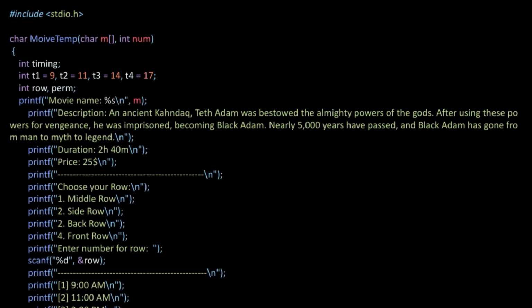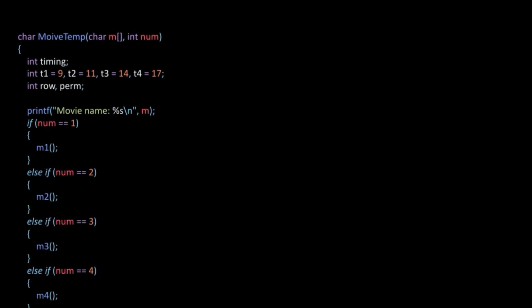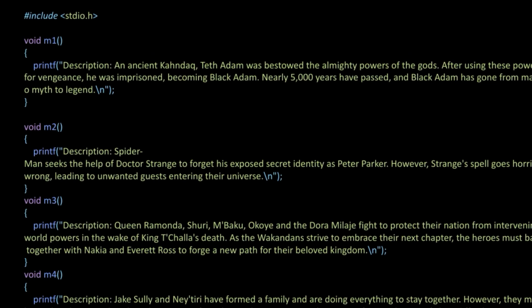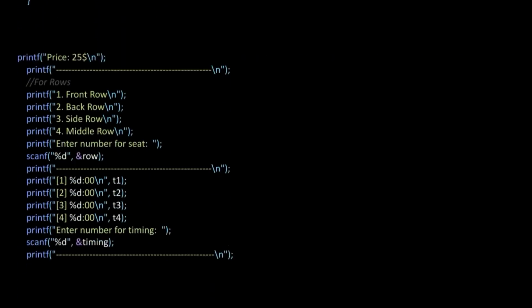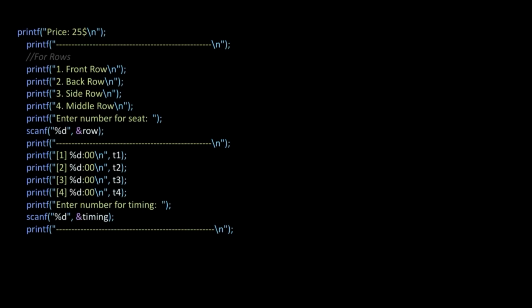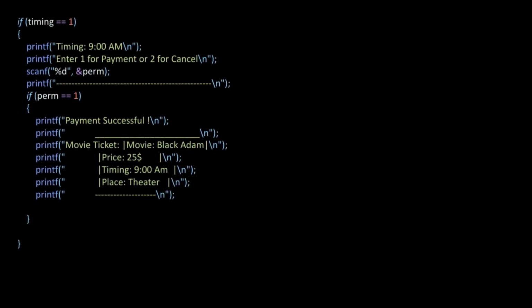Now after this I will use an if-else ladder, which will print the description according to the movie number. In this, I will use simple functions for the movie's description, like for movie number 1, the m1 function will simply print its description. Then price, seat booking, and timing will be the same as before. Now here you can see I have to print this same code again, printing different timings in the ticket.